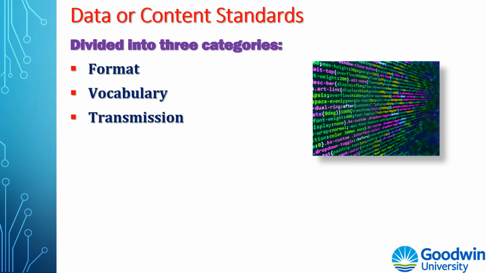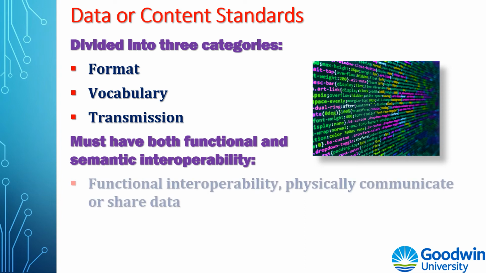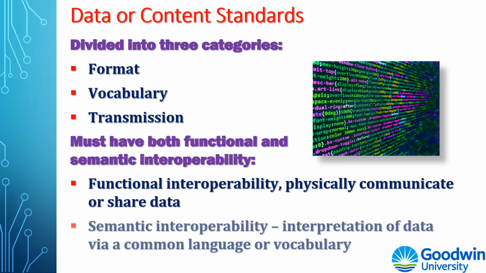All right. So vocabulary and format standards. In order for systems to be successful and communicate, there have to be both functional and semantic interoperability. Functional interoperability occurs when a system is able to physically communicate or share data. Okay, so you have to have this. And semantic interoperability is the interpretation of data via a common language or vocabulary. So again, standards come into play here. How do we do that?